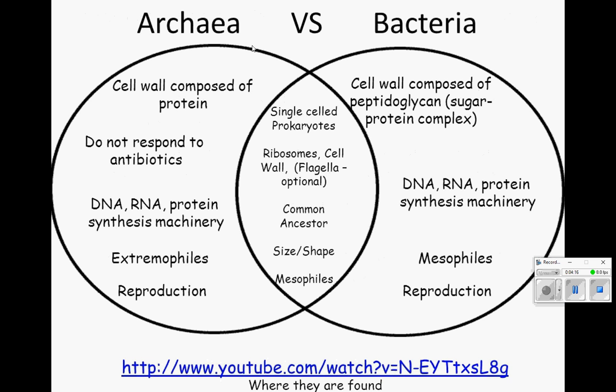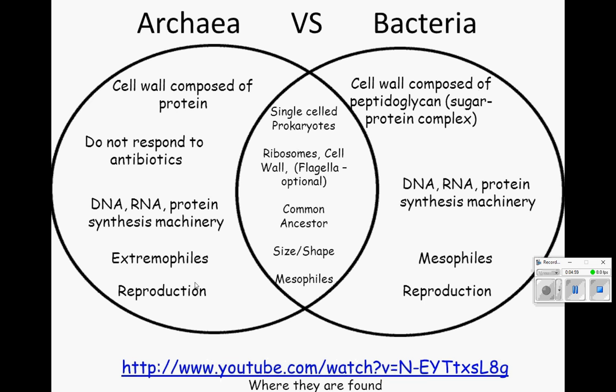So I want to throw this in here, the difference between archaea and bacteria, to really clarify it. Archaea, their cell walls are made of protein. Bacteria, their cell walls are made of peptidoglycan, or a sugar protein complex. That's the main difference that we use between the two. Archaea doesn't usually respond to antibiotics because they're very resilient. Archaea is like the extremophiles. They're the ones that are able to deal with the environments that no other organism can. And they have DNA or RNA for their protein synthesis, and they have protein synthesis machinery.